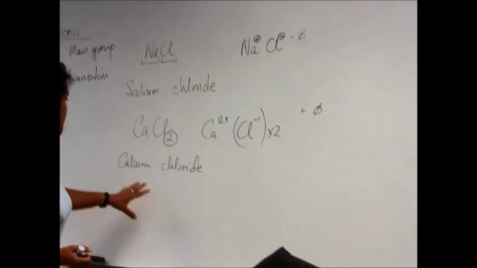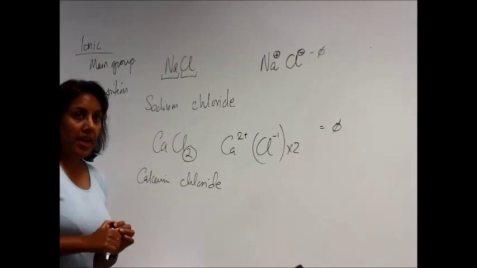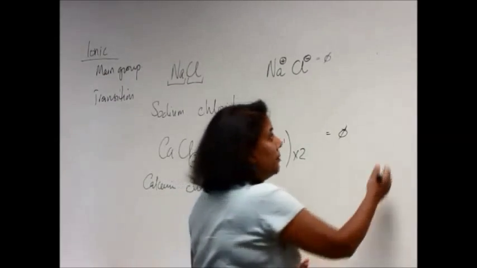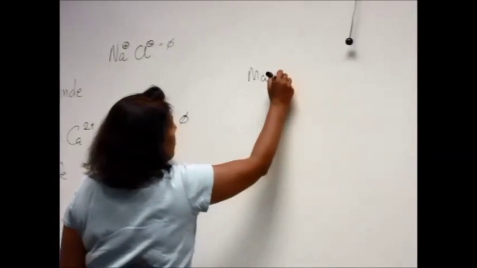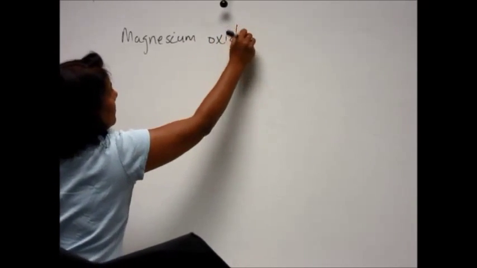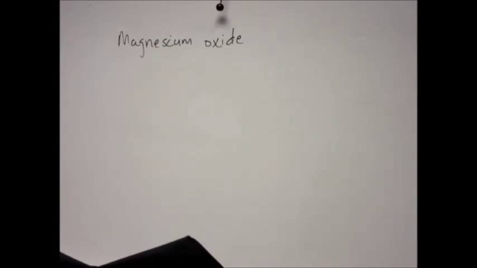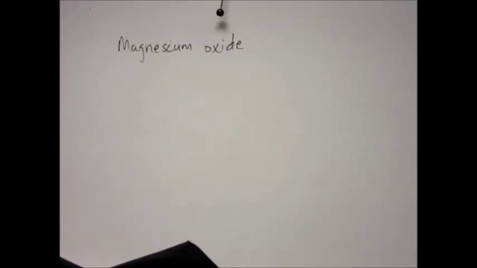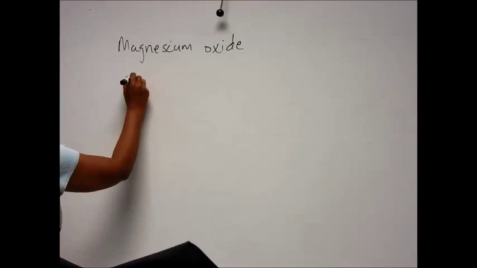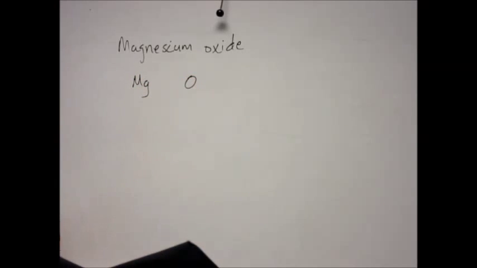All right, so calcium chloride, okay, over here. Now, what if we have it the other way around? So for example, if I say, write me the formula for magnesium oxide, which you will have to eventually, how do you write this? Well, first of all, you get the right symbols, okay? So magnesium is Mg and oxygen is O. That's the first thing you do.